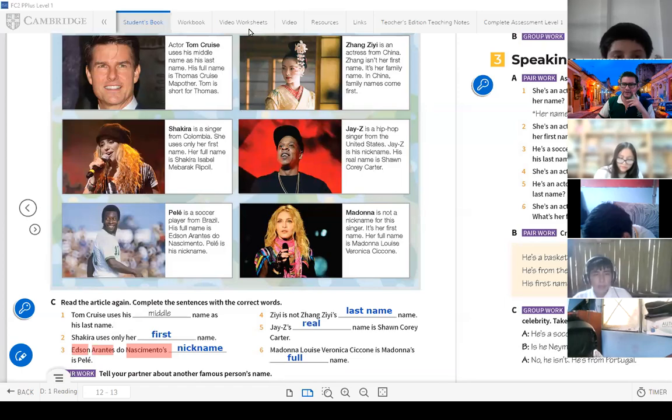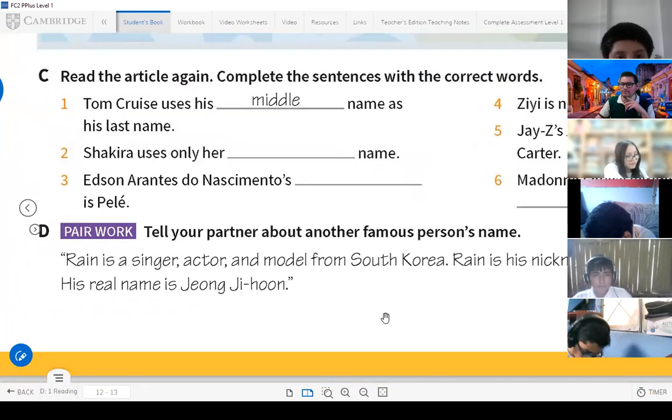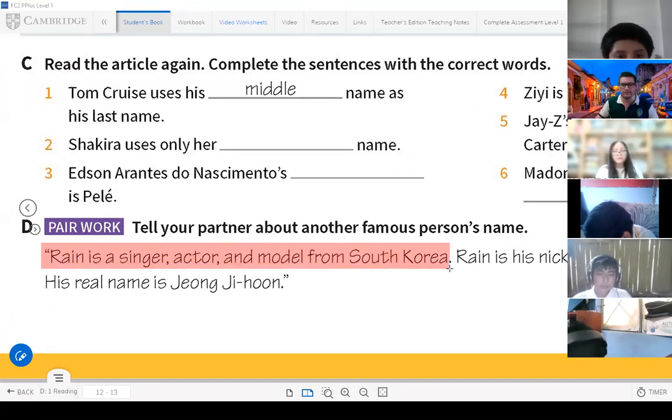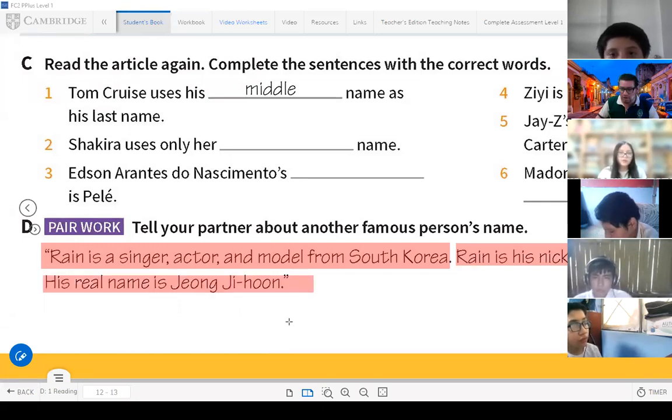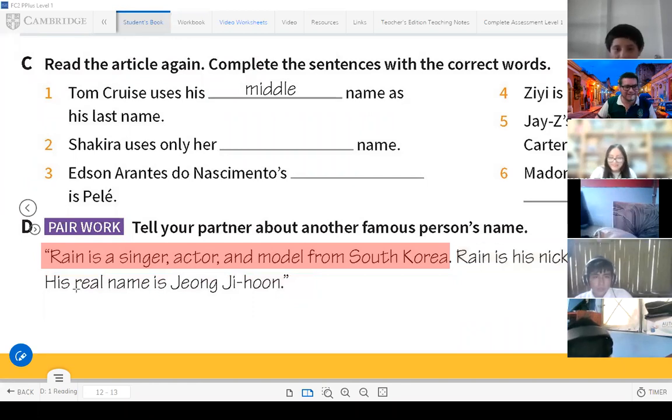Okay. Yeah, well, I think we must continue. What else do we have here? Let's go to the next part. It says, tell your partner about another famous name, another person's name. Yeah, for example, no? It says, Rain is a singer, actor, and a model from South Korea. Oh, eso le debe encantar a algunas girls aquí, from South Korea. Rain is his nickname. His real name is John Ji-hoon. Así se pronuncia. A ver, las expertas no vaya a ser que me digan, teacher, my God, papa. ¿Cómo es posible que pueda pronunciar erróneamente el name de mi artista favorito, no? Okay, sorry.